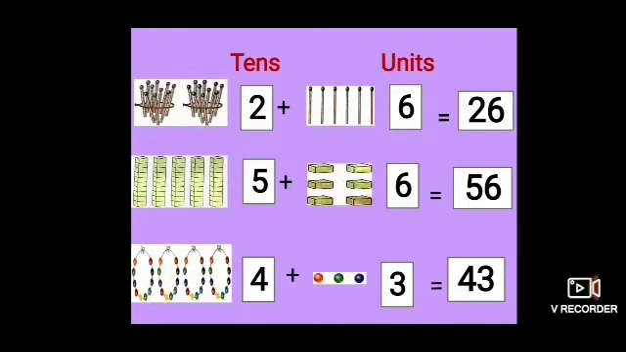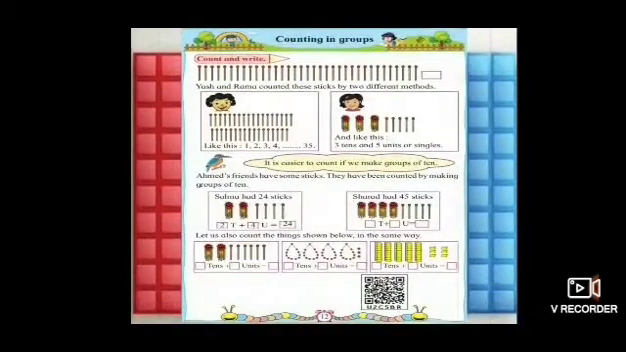1, 2, 3, 4. 4 tens are 4, 0, 40. So in tens we will write 4 plus how many units? 3. 1, 2, 3. 40 plus 3 is 43. Now children, come to page number 12 of your maths textbook. Yash and Rama counted these sticks by 2 different methods.